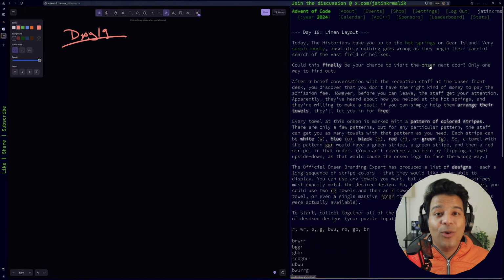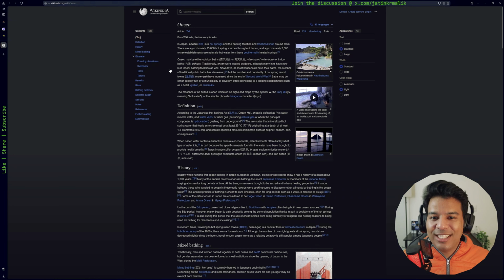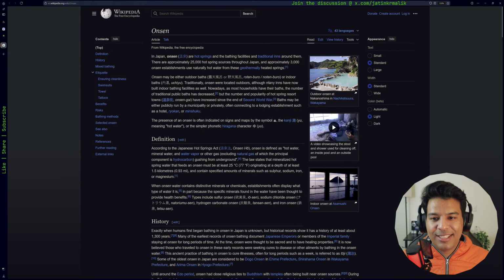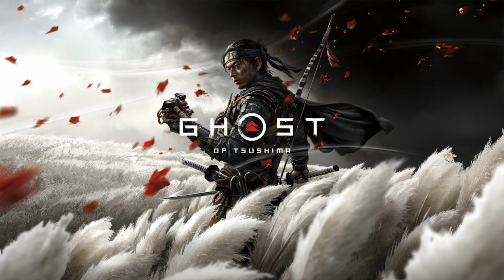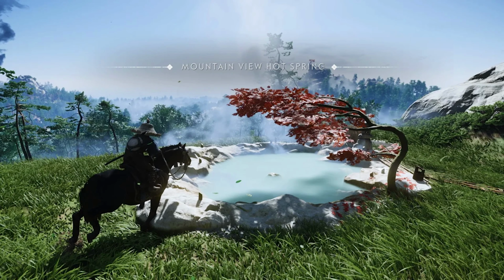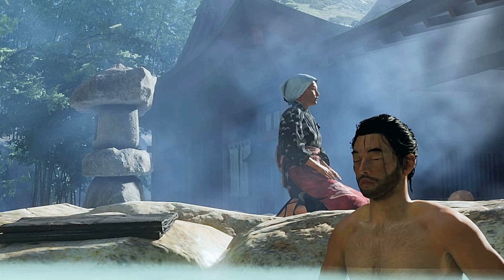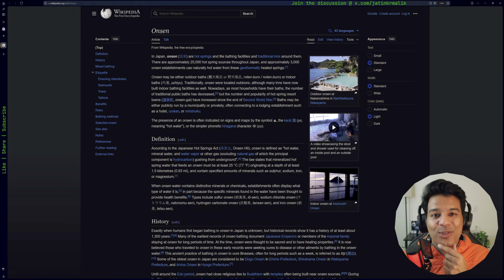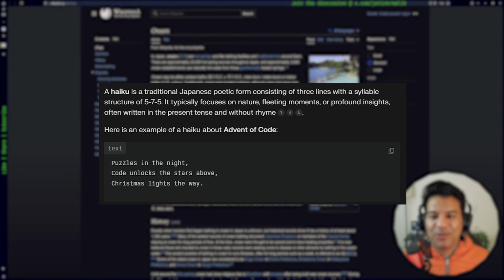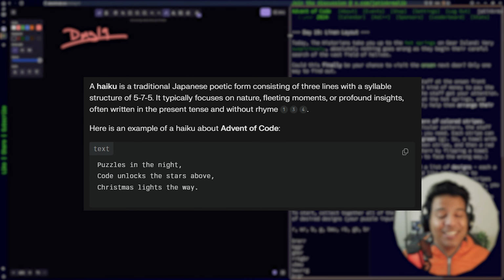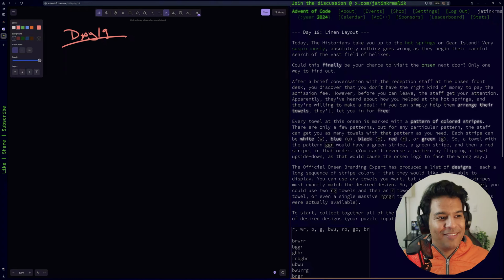And what is an onsen? Oh, onsen. Yeah, an onsen is a hot spring and bathing facility, and the traditional inns around them in Japan. I know this very well because I have been playing this game called Ghost of Tsushima, and in that, you regularly take baths in onsens while you are crafting those poems. What do they call it? Haikus. Yeah, when you're crafting those haikus. It's a very interesting game. You should play it if you haven't.